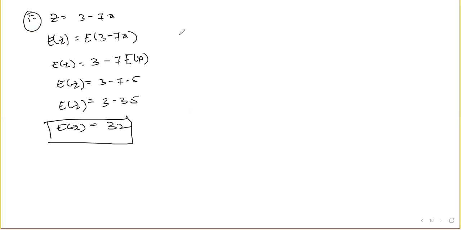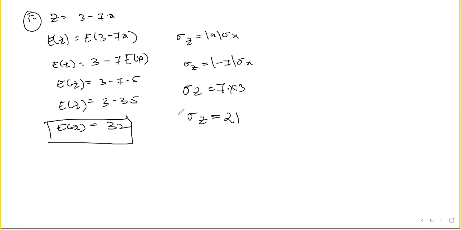Next. Now we want sigma z. So this is nothing but again modulus value of a into sigma x. So here sigma z equal to modulus value of minus 7 sigma x. See, plus 3 or minus 3 doesn't matter. I mean, not applicable for variance. It is applicable only for expectation concepts. So if it is not applicable for variance, it is also not applicable for standard deviation. Equal to 7 into sigma x, which is given, that is 3. Right? So sigma z equal to 21. Clear?